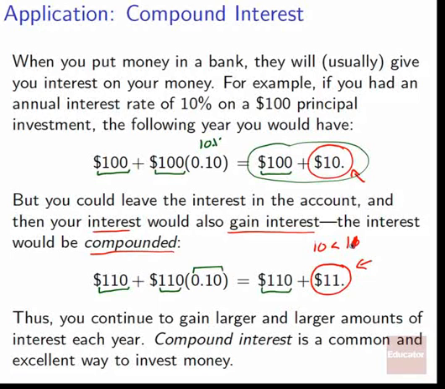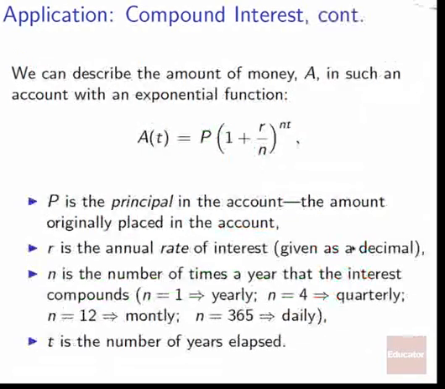Compound interest is a common and excellent way to invest money because over time your interest gains interest and gains interest and gains interest, and eventually it can get large enough to be even larger than the principal investment, and be the thing that's really earning you money, is the time that you've let it compound. We can describe the amount of money in such an account with an exponential function. A of t equals P times the quantity 1 plus r over n, to the n times t.